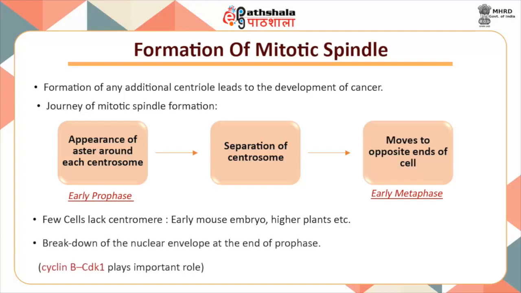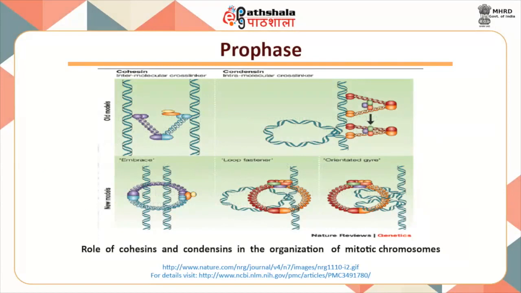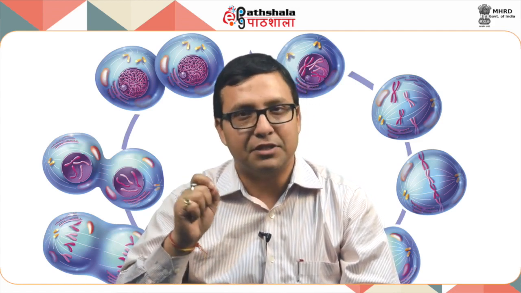Cyclin B, that is CDK1, plays an important role in breakdown of the nuclear envelope at the end of prophase. Now, let's quickly glance at all the events that take place during prophase. So, you can see in the prophase diagram also, DNA in the form of chromatin condenses to form chromosomes and it becomes visible under a light microscope.